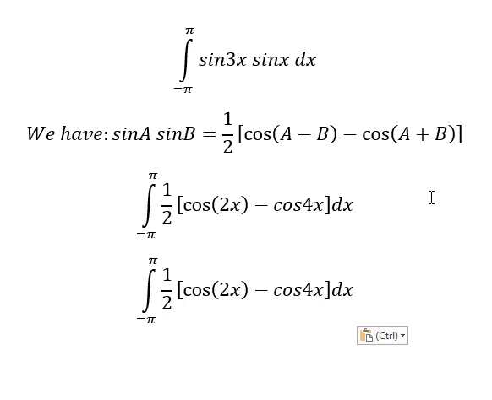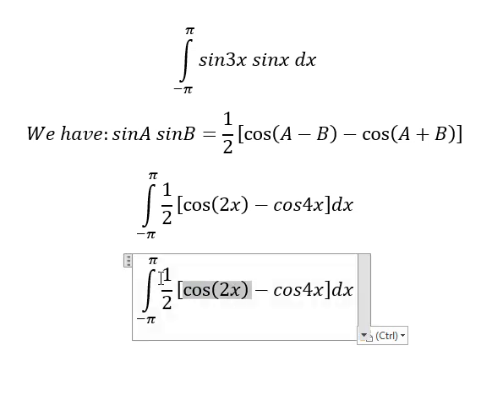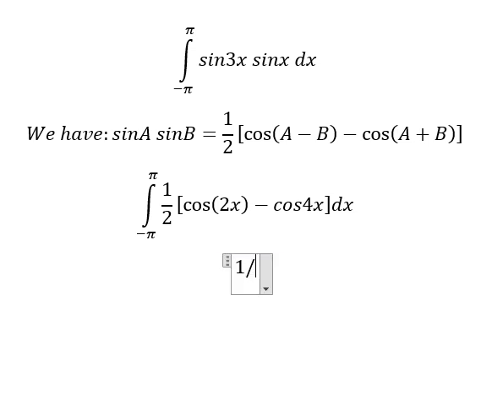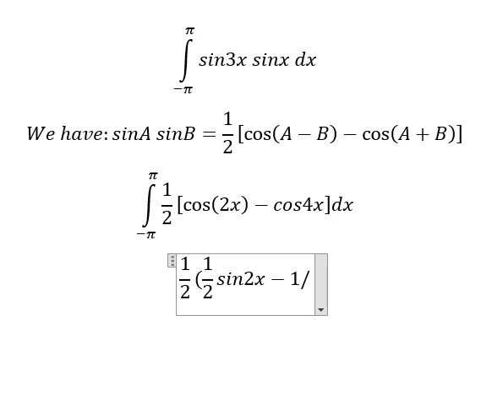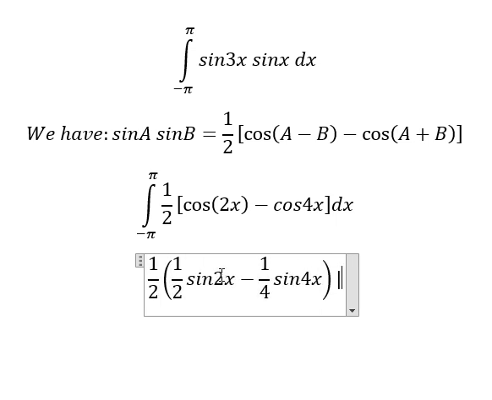Next, the integration of cosine 2x, that is about 1 over 2 sine 2x. The next one, we have 1 over 4 sine 4x. And we put the bounds from negative b and b.